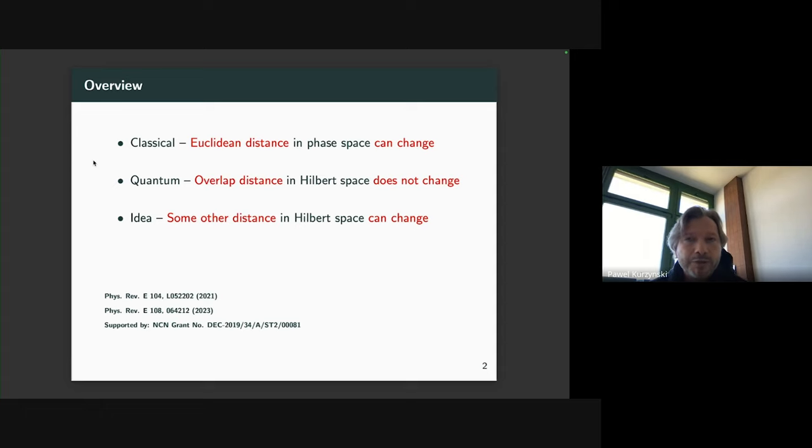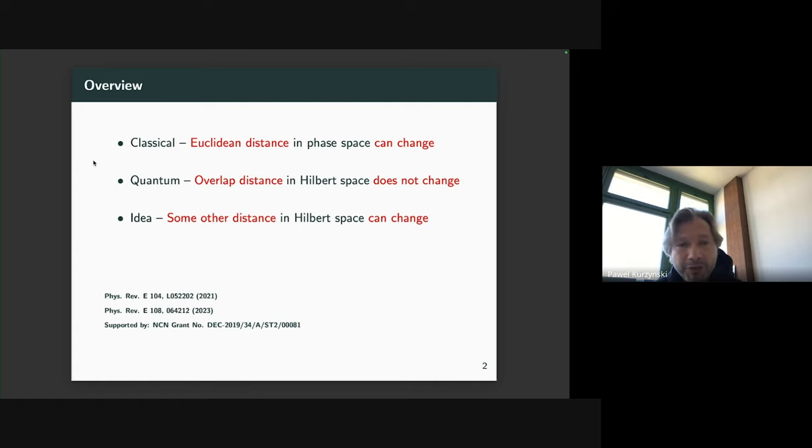Now, how do we detect that these trajectories diverge? We need to calculate the distance between these trajectories and calculate how it changes in time. The distance that we use in this phase space is exactly the Euclidean distance. On the other hand, when we go to quantum physics, we no longer have a standard classical phase space. The usual distance that people use between quantum states is the standard overlap distance, like fidelity, like Bures distance, things like that.